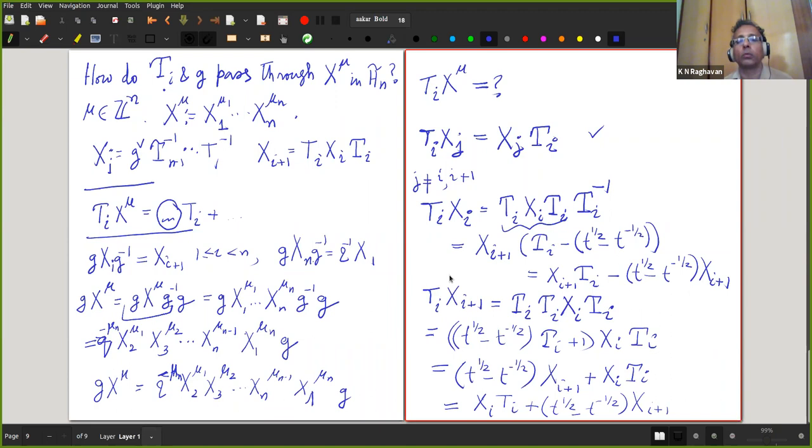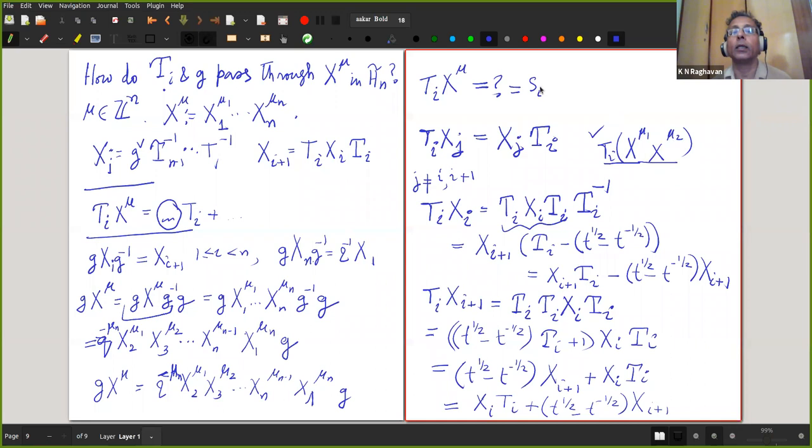Now there is a little bit of calculation, which I am not doing. What is involved in this calculation is that you do this by induction. You can break this mu up into smaller pieces, say mu one and mu two, and then Ti of X. If you assume how this formula works for Ti X mu one and Ti X mu two, then you can work it out for Ti X mu one X mu two. This is an easy calculation and I'll put it in the exercises. So what we get is Si, X mu, where Si X mu means Si acting on X mu.